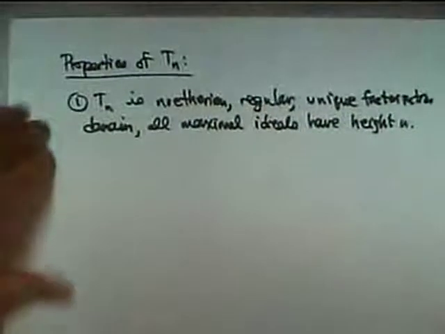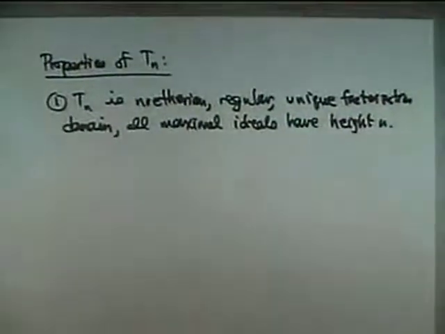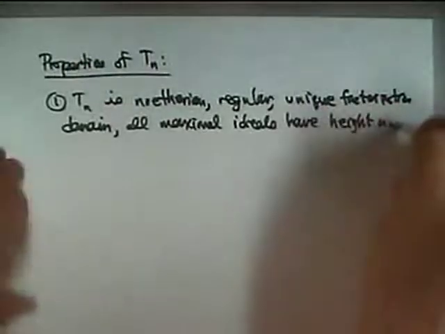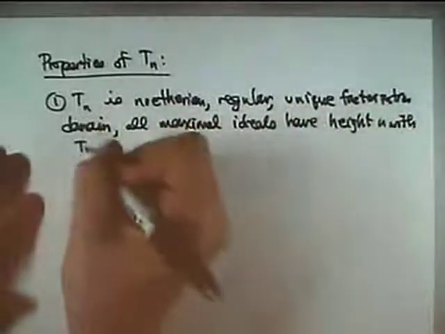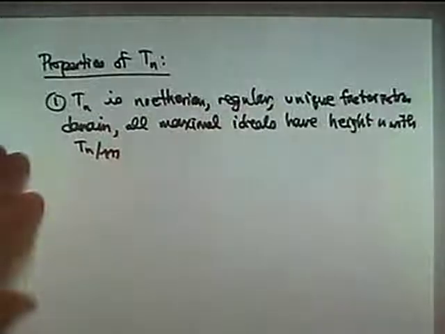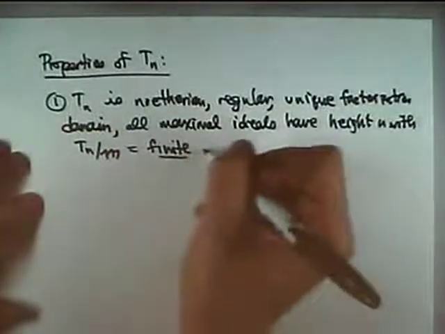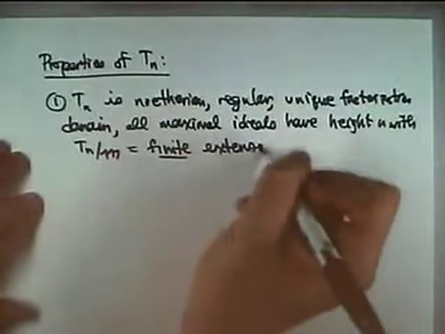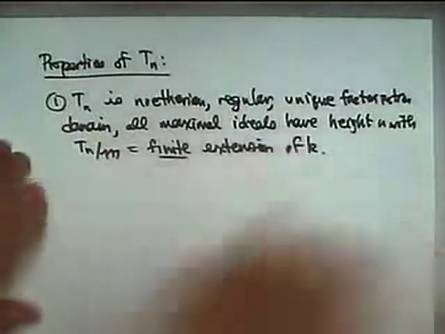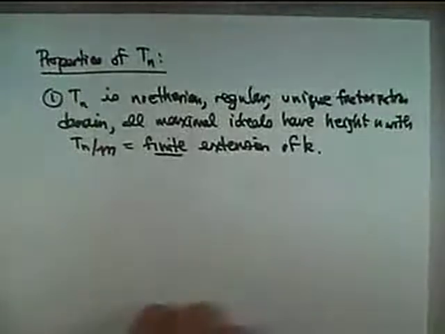Okay? So it's very similar to the case of polynomial rings. With residue class field: if I mod out by any maximal ideal m, this is always a finite extension of K. So that's quite nice.